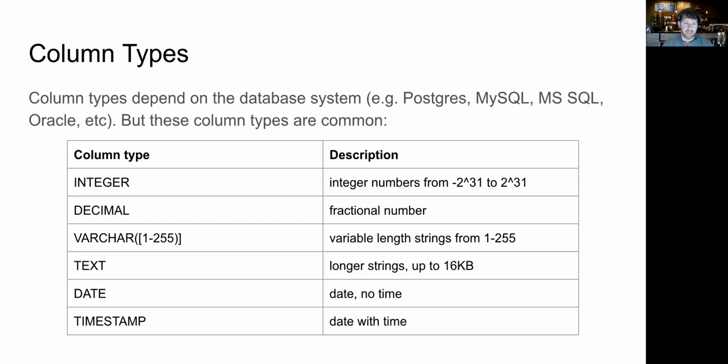So we get to column types. Here are just examples of specific column types. Different database management systems, or relational database management systems, all pretty much have the same types, but maybe a different flavor of SQL. So integer, decimal, varchar, text, date, timestamp. These are all standard SQL column types. You may have heard of Postgres, MySQL, MS SQL, Oracle. These are all different relational database management systems, but they all pretty much use the same flavor of SQL.